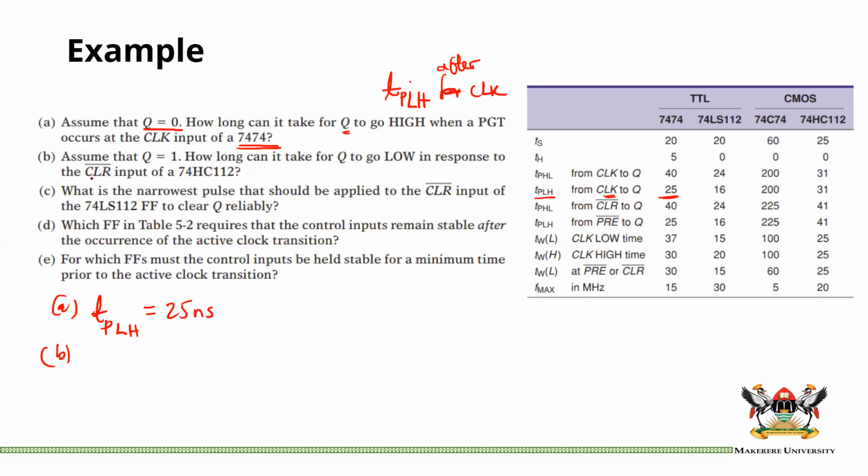Assume that Q is 1. How long can it take Q to go low in response to the clear input for a 74HC112? So that is TP high to low from clear. If we look for the clear here, it is TP high to low, and I think that's 41 nanoseconds. Can you do C for me and let me know?